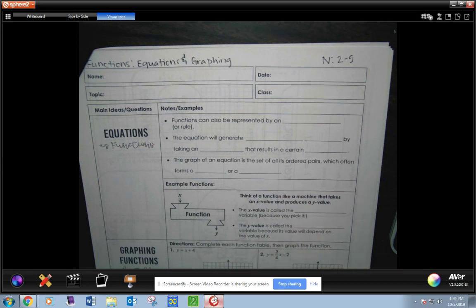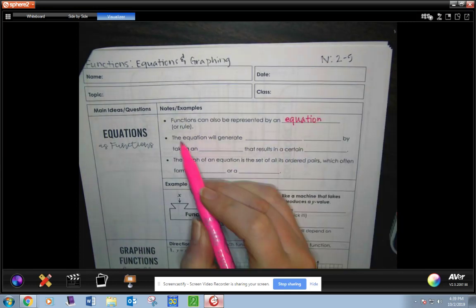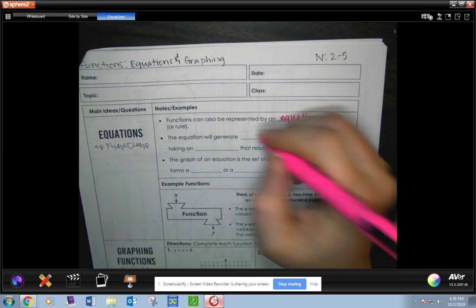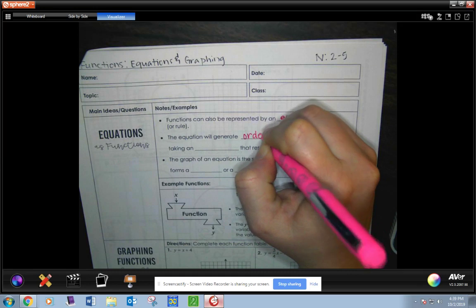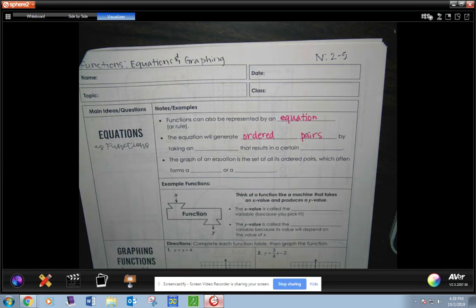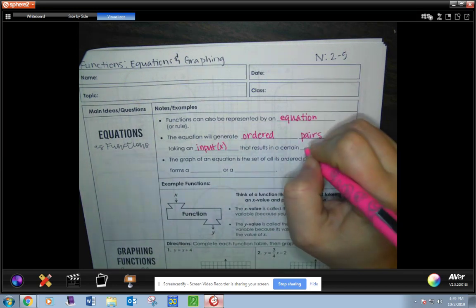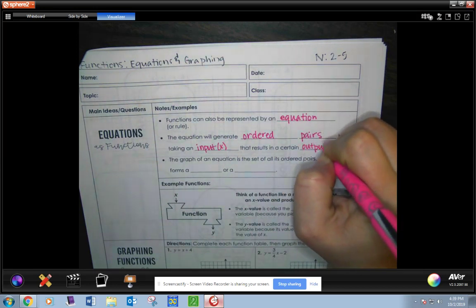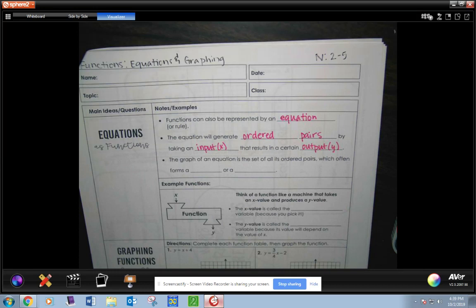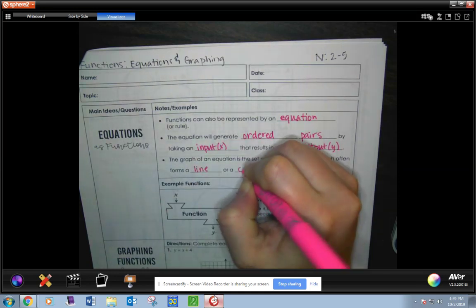Okay, so our first bullet says functions can also be represented by an equation, which we can also call a rule. Okay, the equation will generate ordered pairs by taking an input, which is x, that results in a certain output, which is y. Okay, the graph of an equation is the set of all its ordered pairs, which often forms a line, sometimes a curve.